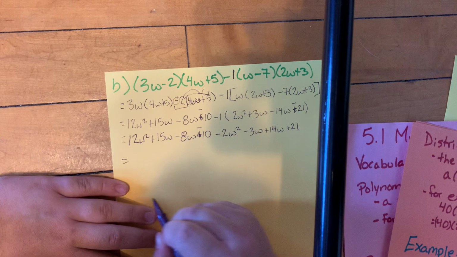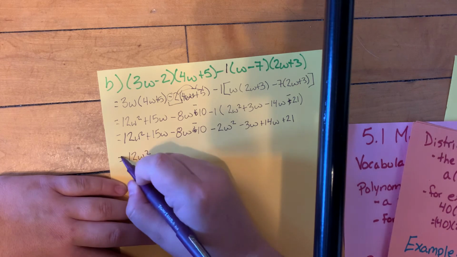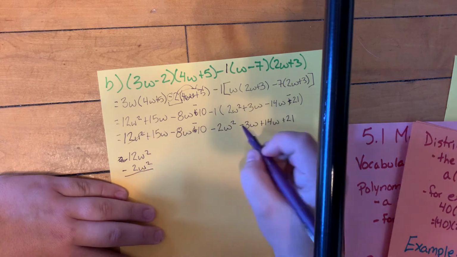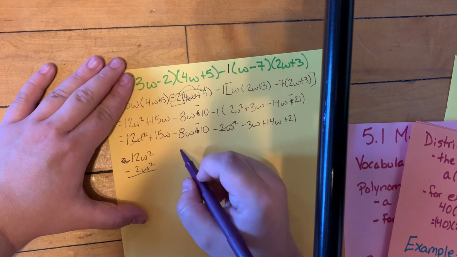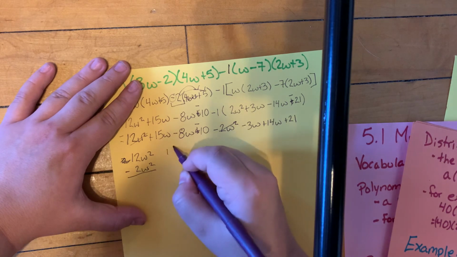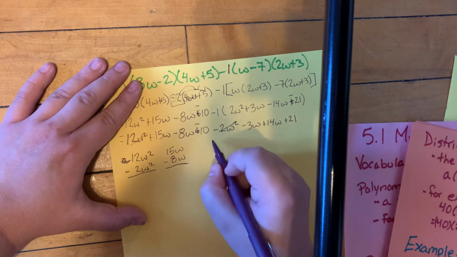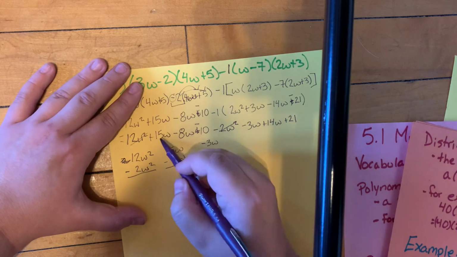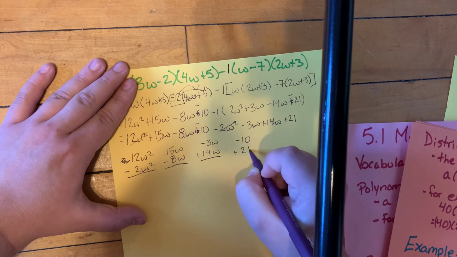So then we have our w squareds. So we have 12w squared take away 2w squared. So I'm just going to break this into little sections and we will combine them at the end to make the one expression. So now I'm going to take my w's. So I have 15w take away 8w over here, and then I have negative 3w plus 14w. So that takes care of those. I have negative 10 plus 21.